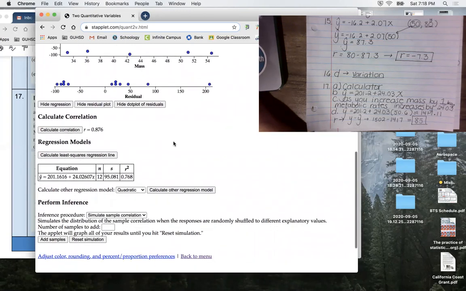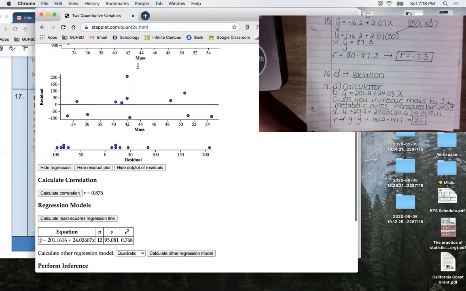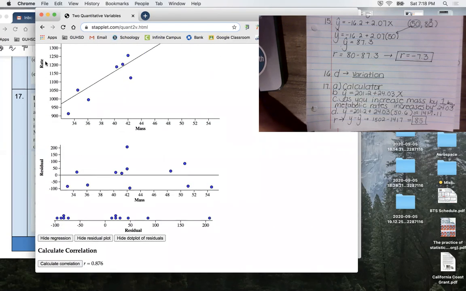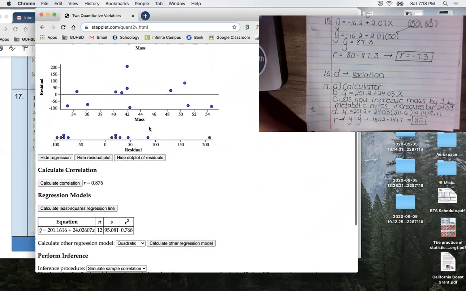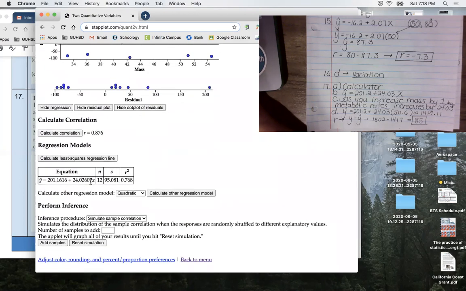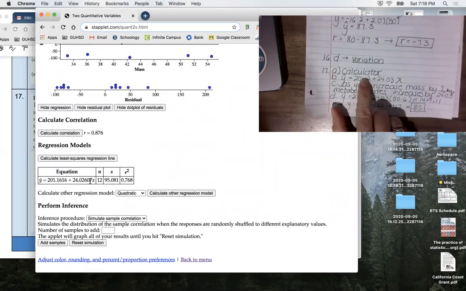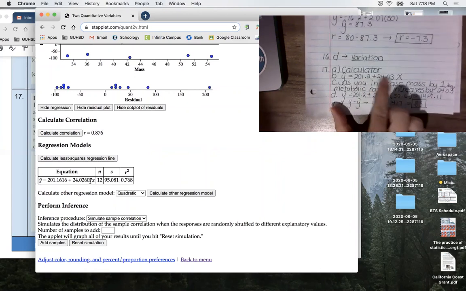So looking at this, the least squares regression line is here. We have y hat, so that's going to be my metabolic rate, is equal to 201.16 plus 24.02 times my x, which would be my actual mass. I think I said it wrong. The rate is equal to that, so x is my mass. Okay, so you'll notice that I have that here. That's the value that I have in here.